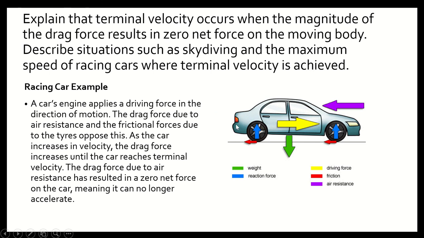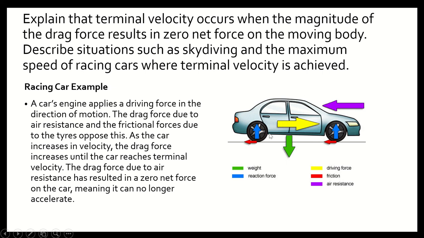Likewise, we can apply it to a race car. The race car has a few more forces going on. We have the friction between the tires opposing the motion. We have the gravitational force and the normal force opposing that, and they're balanced. But we have the driving force from the motor and the drag force due to air resistance opposing the motion of the vehicle.